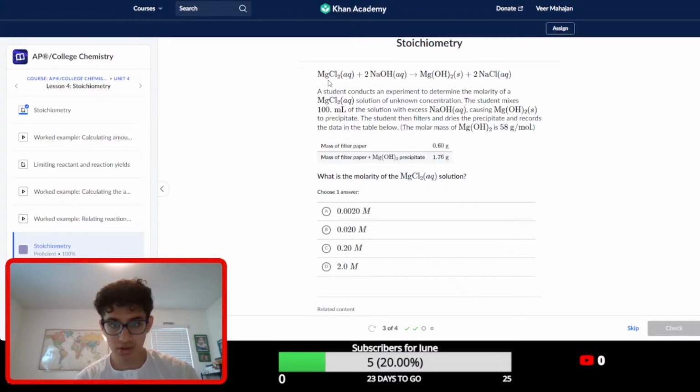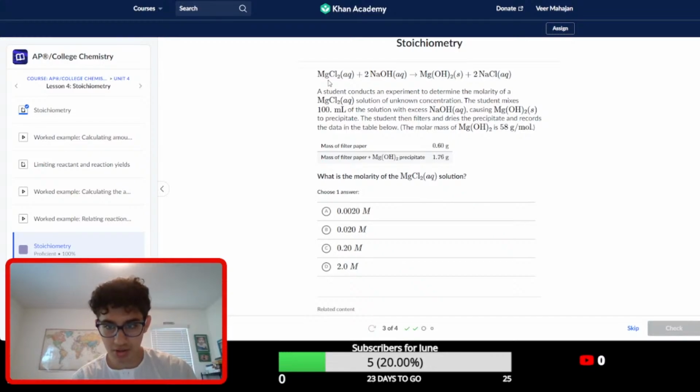Magnesium chloride and sodium hydride react to form... I could be getting the names all wrong, but I did that chapter a long time ago, and I forgot a lot of the stuff. I didn't take notes for that, so I don't know. Magnesium dihydride maybe, and sodium chloride. So those are the products, and the reactants I already said.